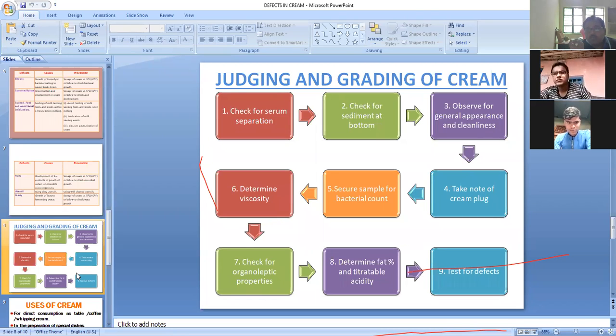So such type of defect is actually put into the score card. After that we can go for determination of fat and titratable acidity. We have already told you that the cream is classified into different categories, and according to the fat percentage they are defined, and some characteristics are also inbuilt in some types of cream which make it different from the other variety of cream. So we can take that sample for titratable acidity, and after that we can check the defects.